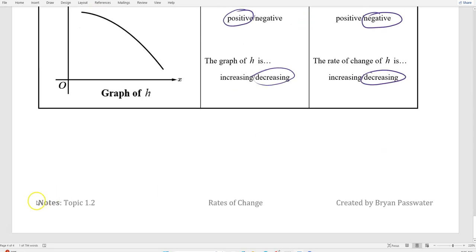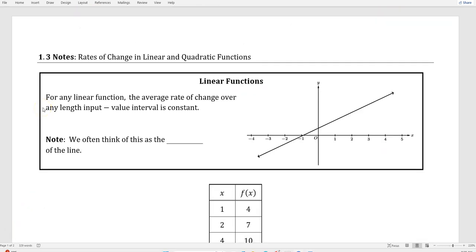All right, so that's rates of change in linear and quadratic functions. Linear rates of change are very simple because we just think of this as the slope of the line, okay? You have a constant rate of change.